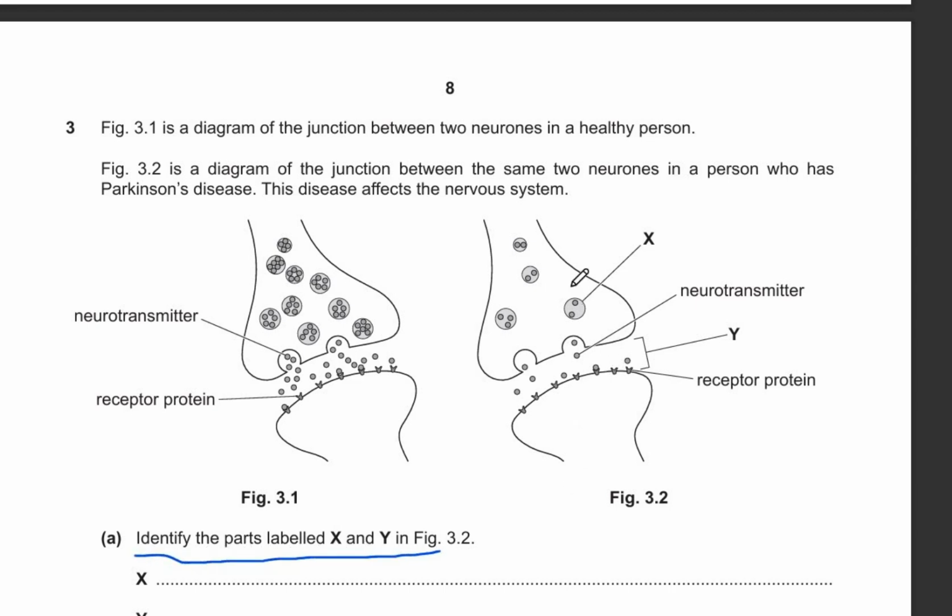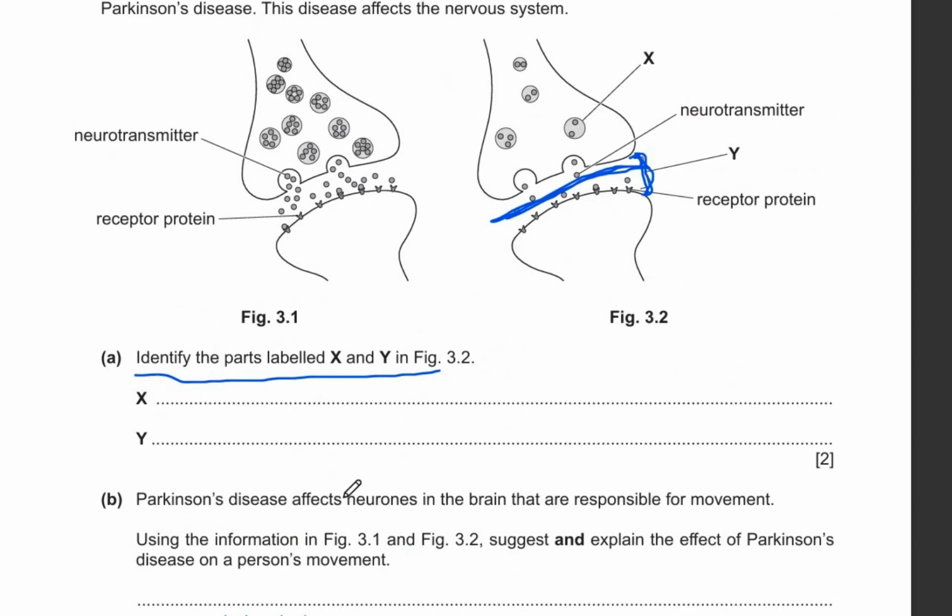So X is the vesicle membrane, whereas Y is the junction between the two neurons, which is known as the synapse. We can see that they are marking towards this entire space. This is the synapse, correct?